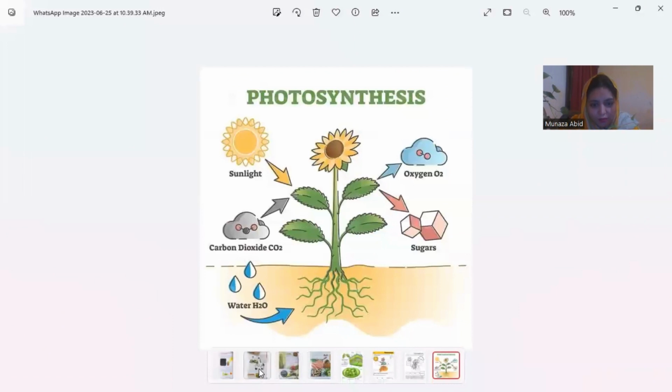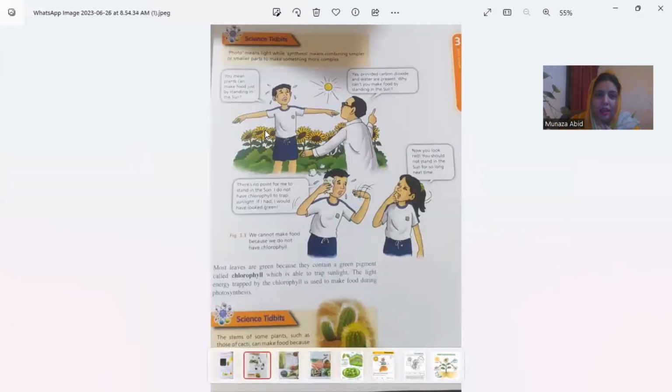I want to show you the funny picture. Okay, this boy is standing in sunlight and he's saying that I can photosynthesize. But instead of making food, he's looking red. His classmate is saying, what happened to you? Why are you not making food? Why are you looking red?